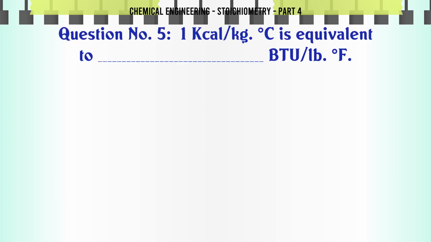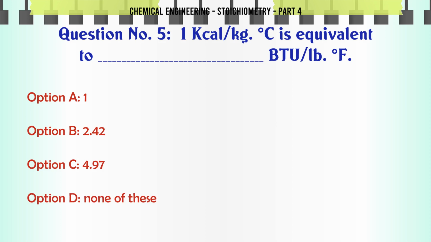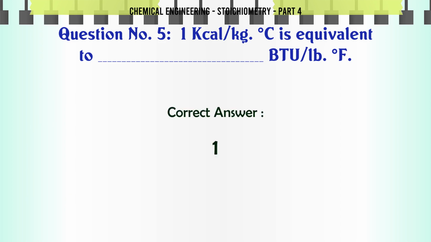1 kcal per kg °C is equivalent to how many BTU per pound °F? A: 1, B: 2.42, C: 4.97, D: none of these. The correct answer is 1.